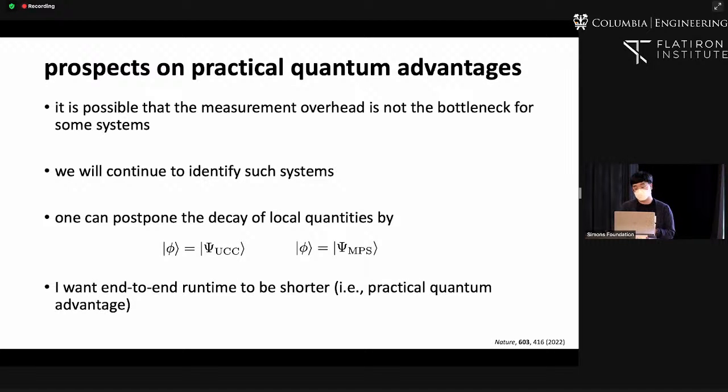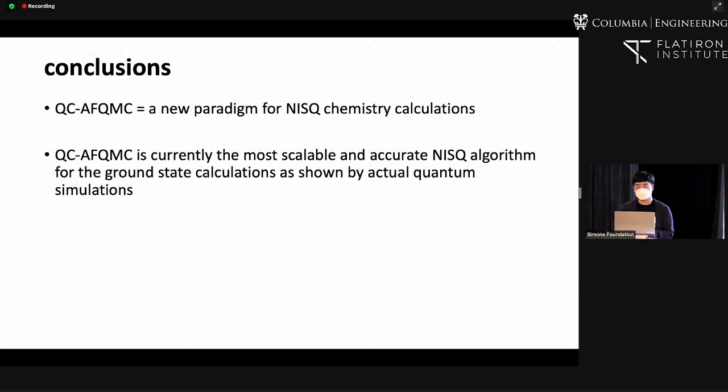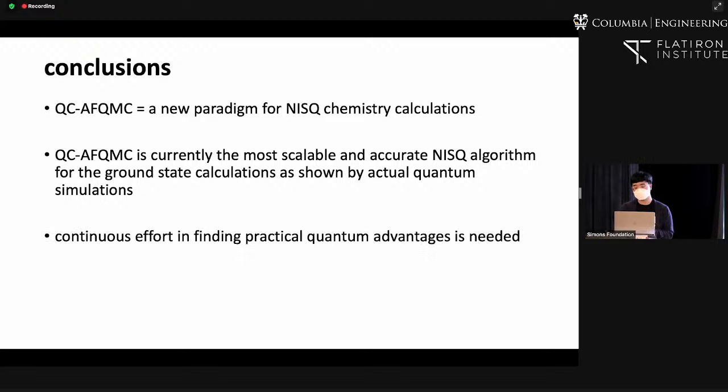And really, I want to emphasize that we need an algorithm that gives us a better end-to-end runtime for practical quantum advantages. With that, I will conclude. I talked about this new approach for near-term quantum computation, and I showed by examples that it is more scalable than VQE. We need to really continuously identify interesting systems to demonstrate practical quantum advantages, and many extensions and improvements are to come in the future.